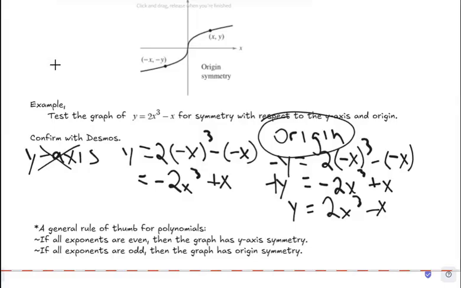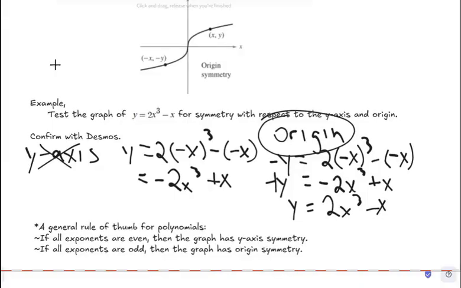General rule of thumb with polynomials is that if all the exponents are even, then the graph has y-axis symmetry. If all the exponents are odd, then the graph has origin symmetry. And I would add that if there is a mix of even and odd exponents, then it's not going to be either one.